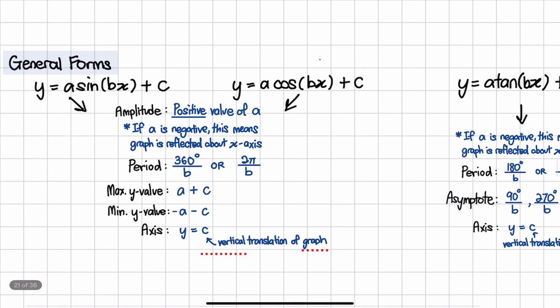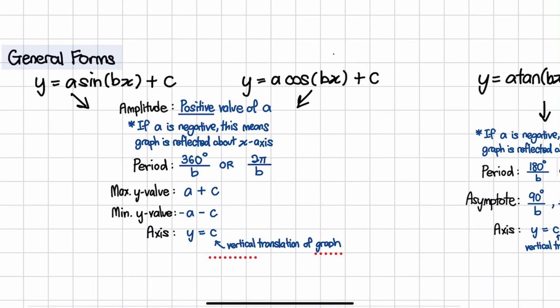Other than that, you also need to know for sine and cosine graph, there is always a maximum and minimum y value. How this is calculated is using your amplitude. Maximum y value is simply your amplitude plus c. Minimum y value is the negative of the amplitude plus c. And the axis, meaning the part of the graph which is translated vertically upwards, is y equals c, which is represented by this number added to your sine or cosine function. So this axis here is very important. It is where you should know where to start your graph from.